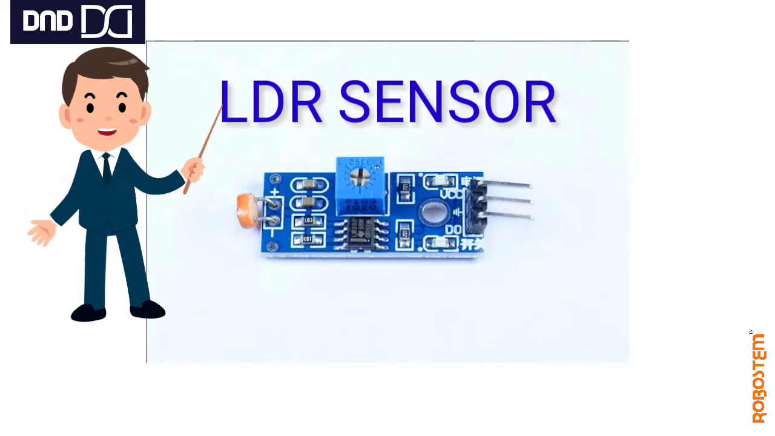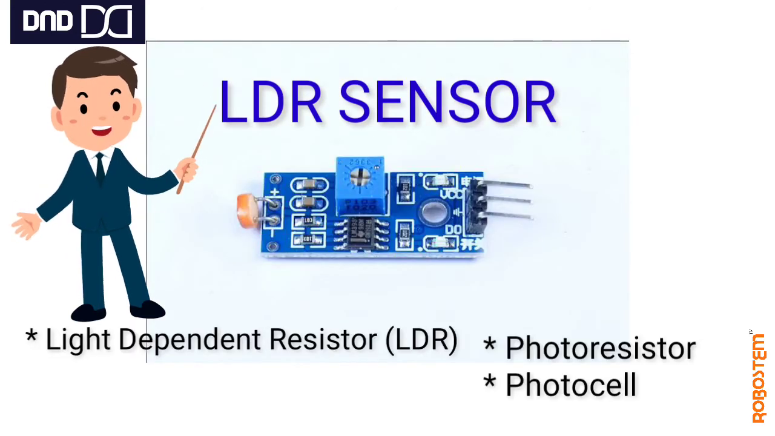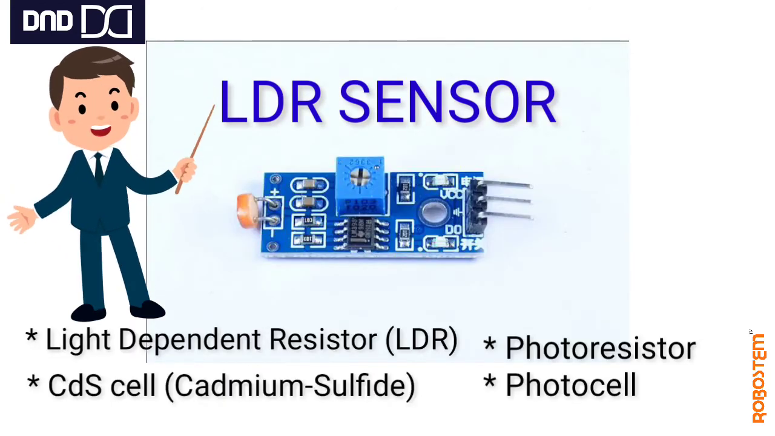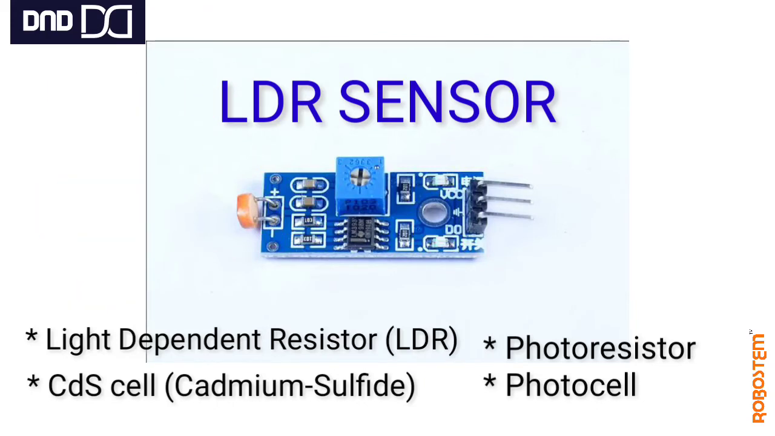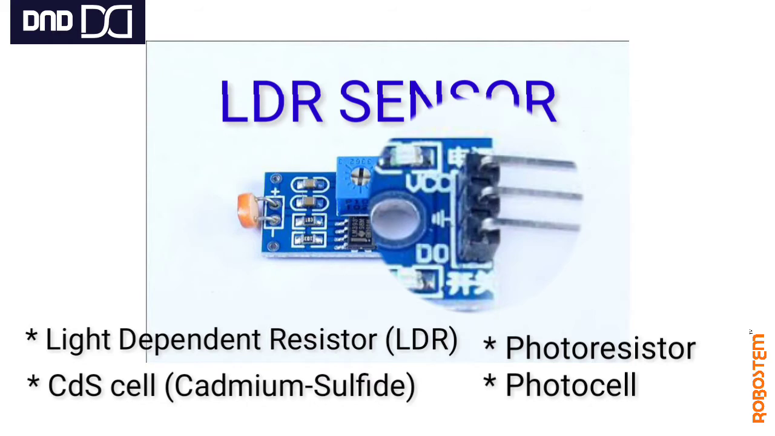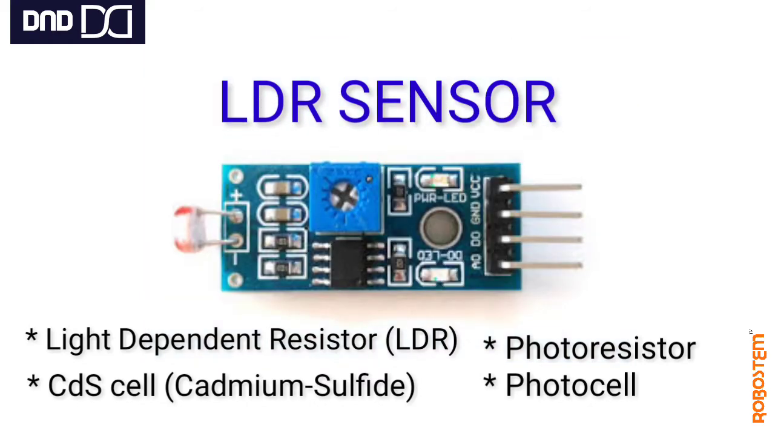Today we are going to learn about the LDR sensor, light dependent resistor. We also call it a photo resistor, photo cell, or cadmium sulfide cell. It can come in 3 pin or 4 pin versions, and it can act as a digital as well as an analog sensor. So let us see in detail about this sensor.